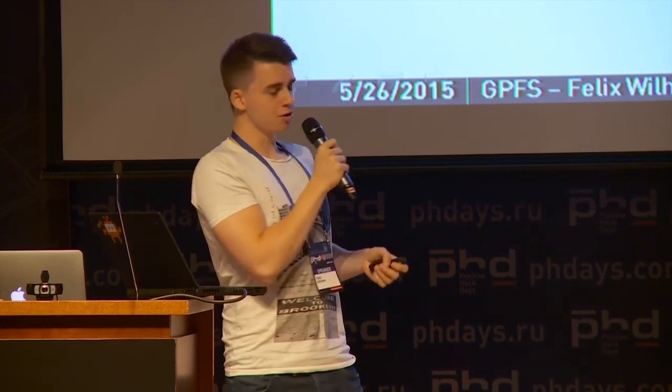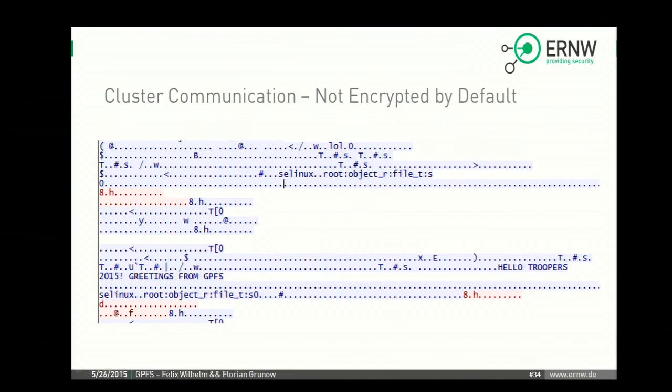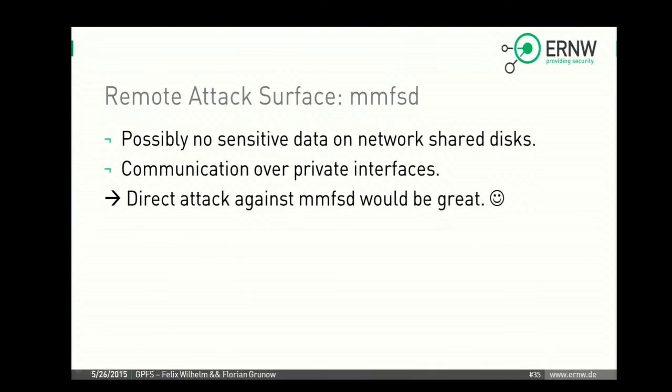And what's interesting, if you look at the cluster communication, so just open Wireshark and look at GPFS communication, you can see that by default, all file accesses are completely in clear text. So if somebody is writing into a file or some file on a network shared disk is manipulated, you will simply see it in clear text. This is quite nice, but still, it might be that there's no sensitive data on network shared disks, so we won't see anything interesting.